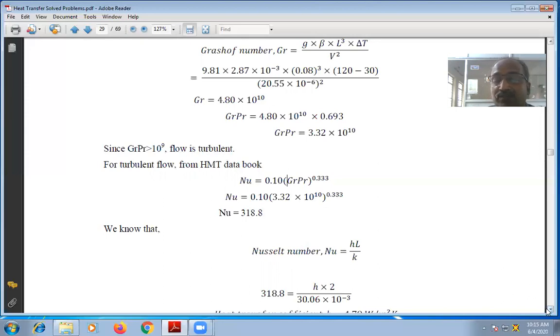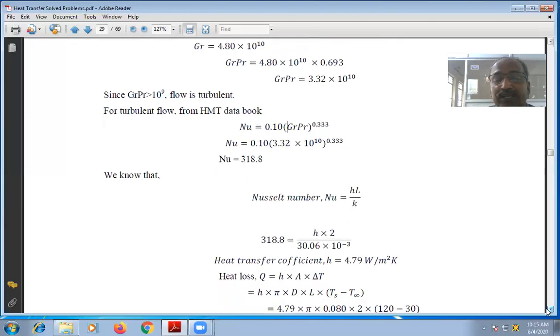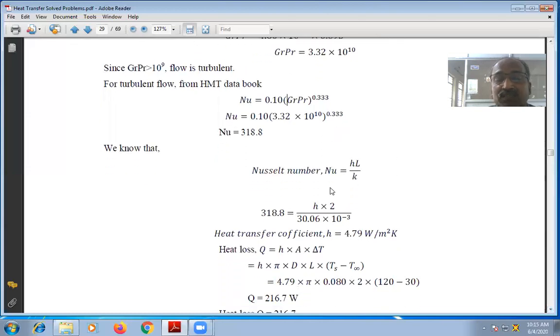If you open the dimensionless group in the heat transfer data book, you will find this equation. Nusselt's number is equal to H, the convection heat transfer coefficient, L, height of the pipe, and K, thermal conductivity. Nusselt's number is already 318.8. H we have to find out. Length is 2 meter, already we know the length of the pipe. And K is thermal conductivity, 30.06 into 10 raised to minus 3. So with this, H is 4.75 watt per meter square Kelvin.